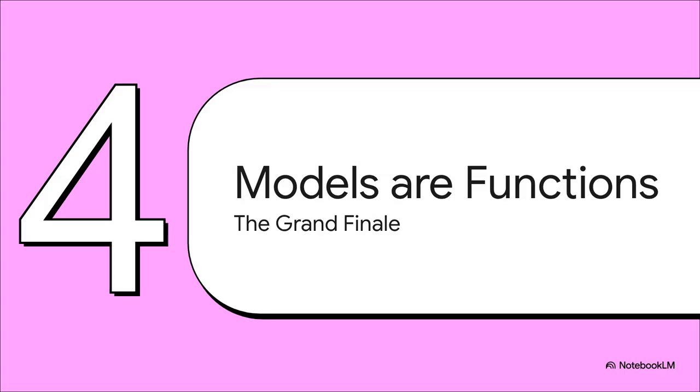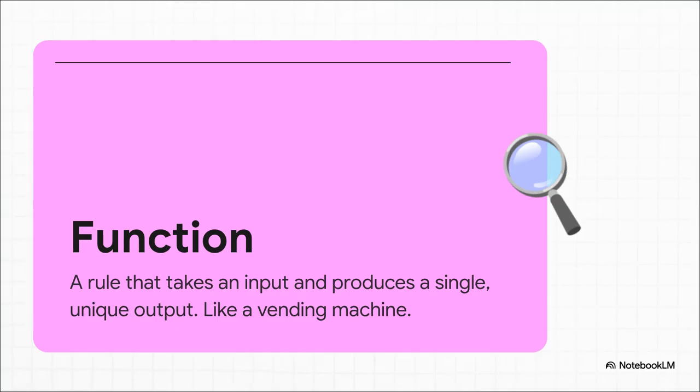Okay, this brings us to the grand finale. We've learned the words, the phrases, the sentences. Now we're going to put it all together and see how a real AI model is built using this really powerful idea called a function. So what's a function? It's just a rule. That's it. For any input you give it, it spits out one and only one output.